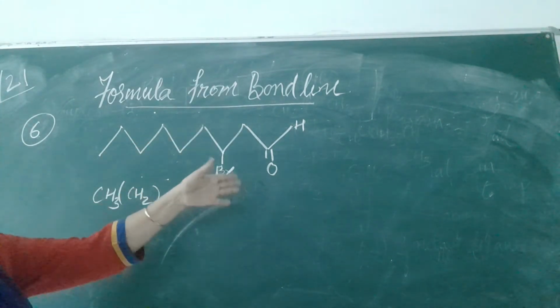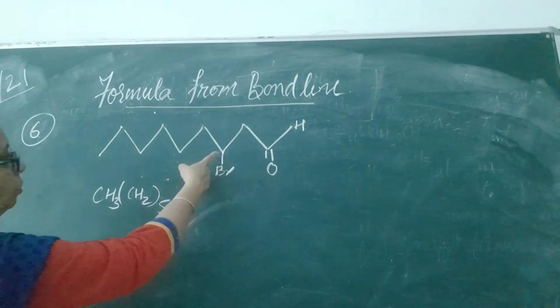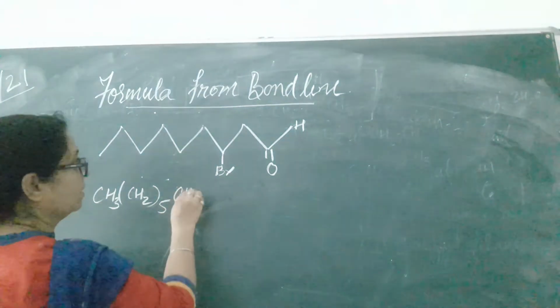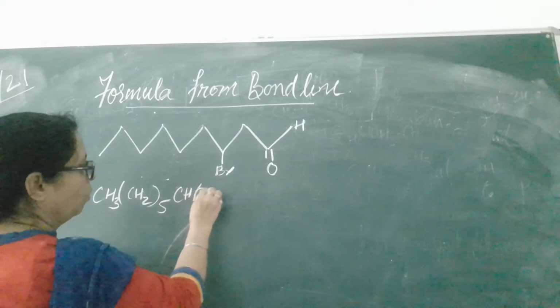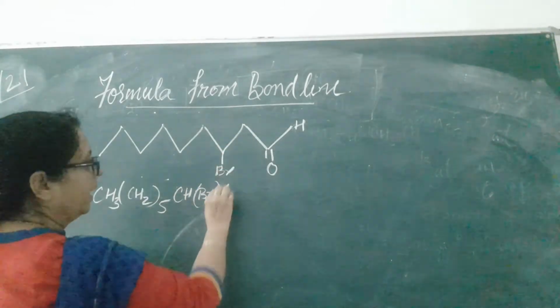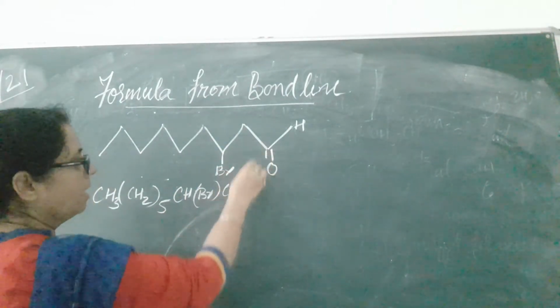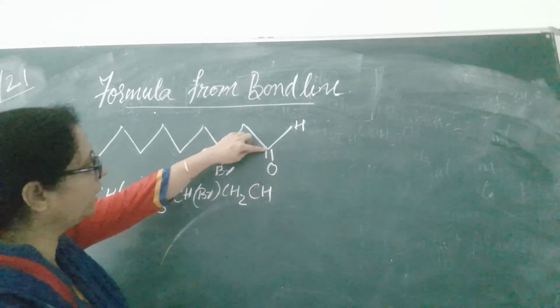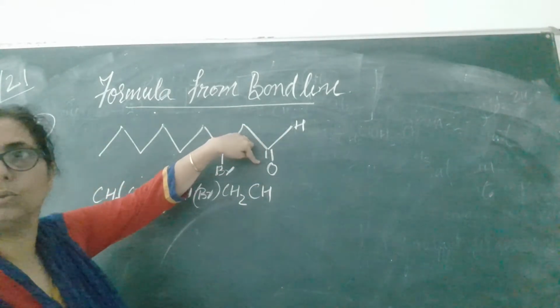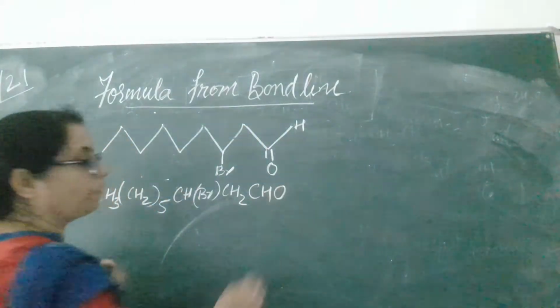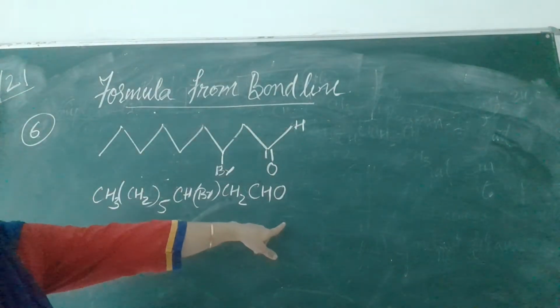Before writing any functional group, the sixth one is having CH with one bromide attached to it. Again one more CH2, and the last one you will find is CH double bond O. That means the CHO group, the functional group aldehyde, is attached to it.